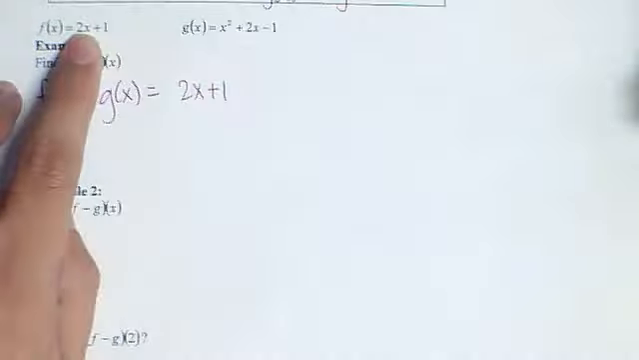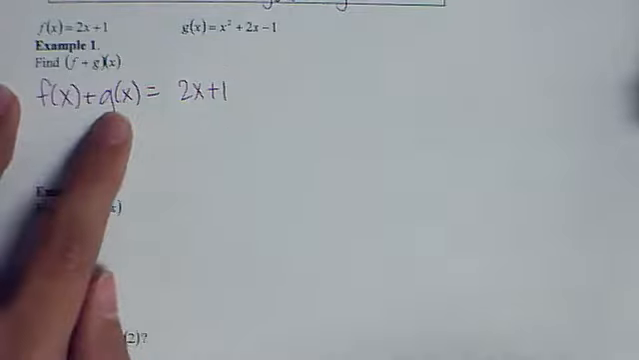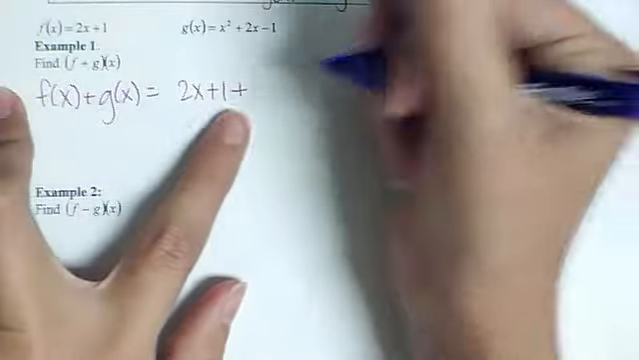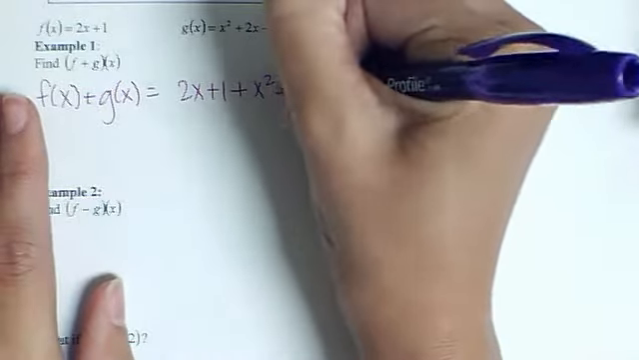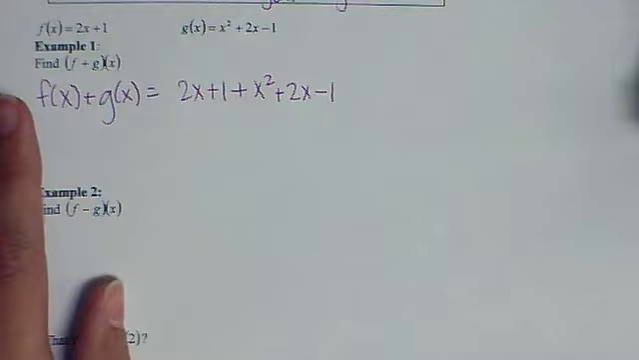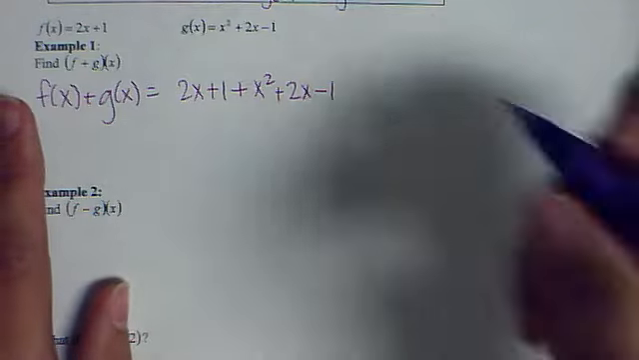I got that from right here. I'm just replacing. Then g of x is x squared plus 2x minus 1. So I'm adding that, so I put the plus sign in between. And then x squared plus 2x minus 1. I have now added those functions together, and all that's left to do is to simplify.